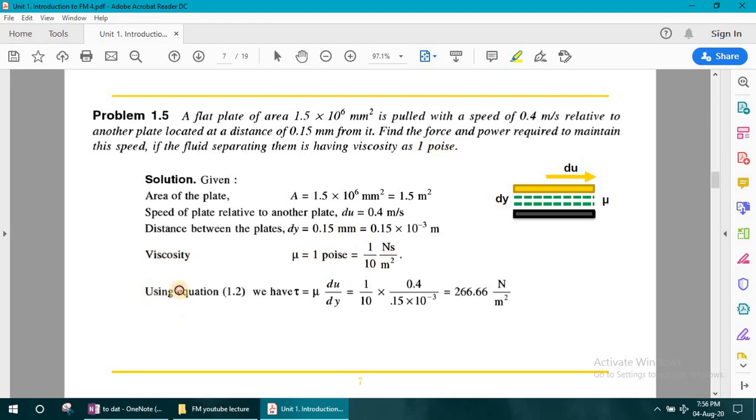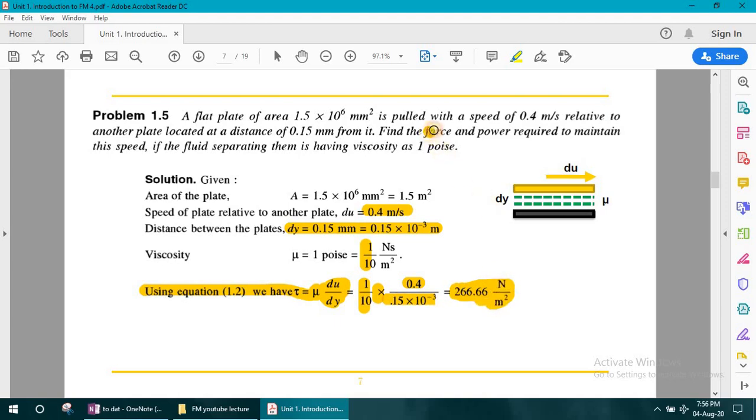So again I told you that we have to use the same relation. Tau is equal to mu into du by dy, and here we have to calculate the value of tau, where mu is equal to 1 upon 10 which we have substituted, du is the change in the velocity, that is 0.4 meter per second, divided by dy, the distance, that is 0.15 into 10 raised to minus 3. I have put that here, and you will get the answer. Tau is equal to 266 Newton per meter square.